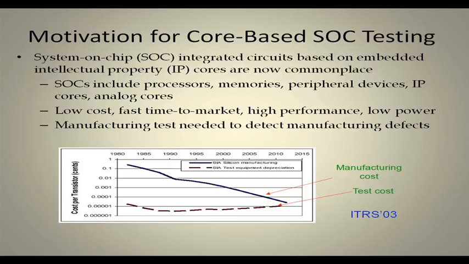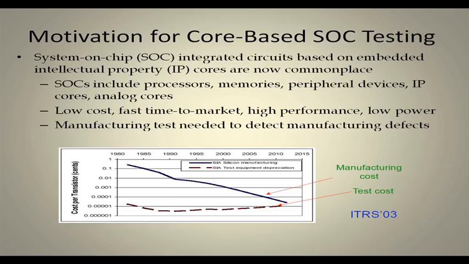Manufacturing test is needed to detect manufacturing defects. This is very important, because previously, in a board level design, individual chip testing was not that important, but here all the cores are to be tested. In fact, this particular roadmap shows how the manufacturing cost has increased.